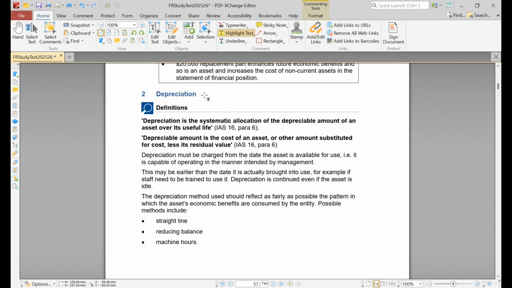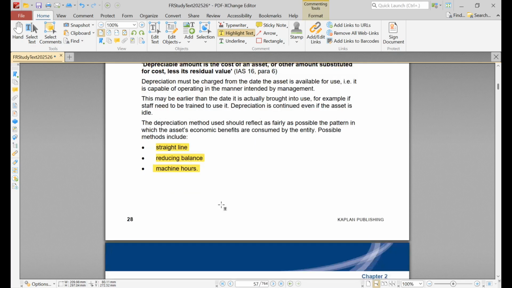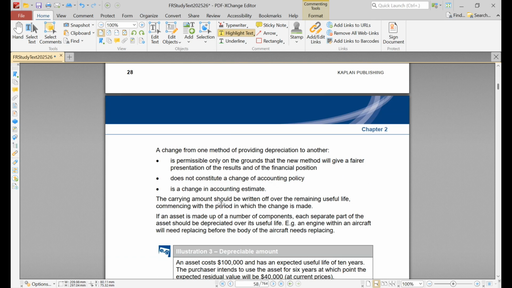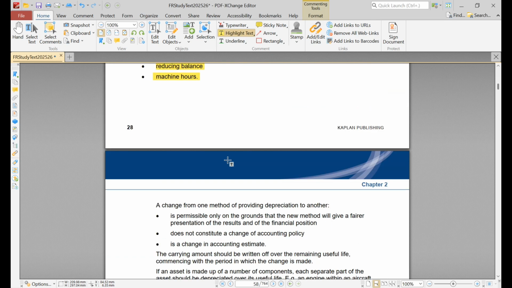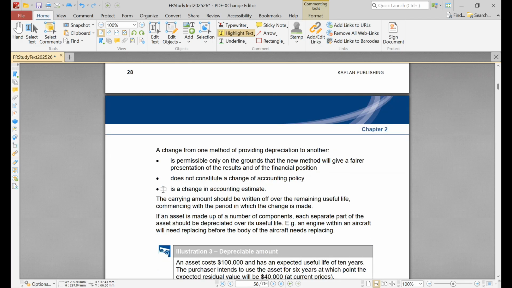Now, depreciation, pretty easy topic because all of us have studied this. It is a systematic allocation of the depreciable amount of an asset over its useful life. This is the definition. As we all know, depreciation methods are straight line, reducing balance, or what we call written down value, and then machine hours. Now, if you want to change the method of depreciation, for example, you have originally started with straight line but then you want to move to reducing balance, that change would be an accounting estimate, okay, and it is not an accounting policy.